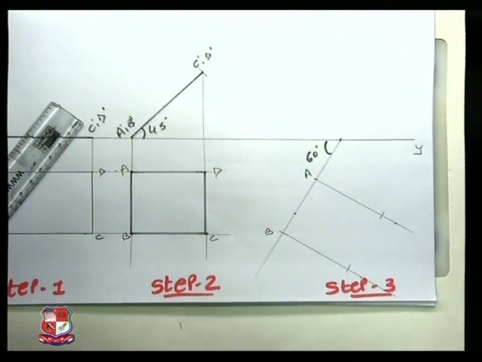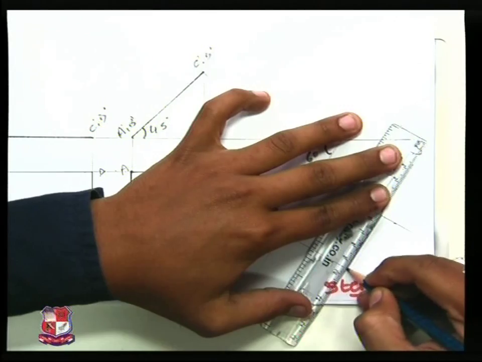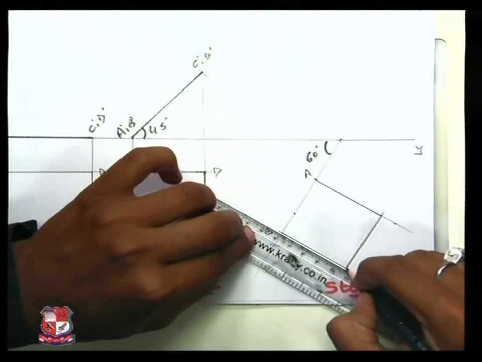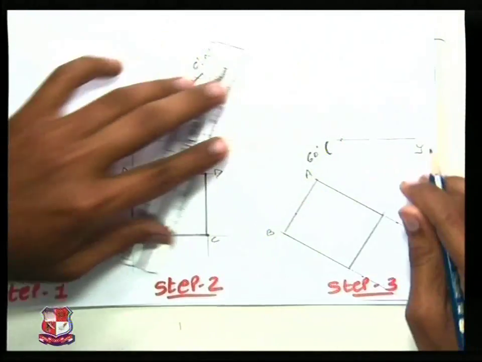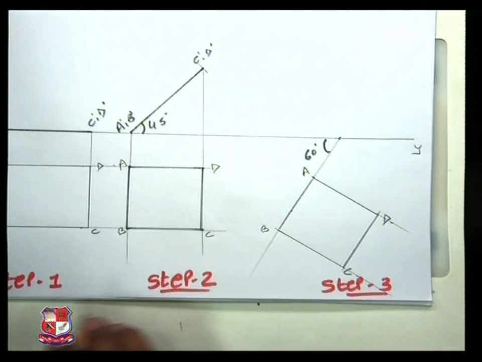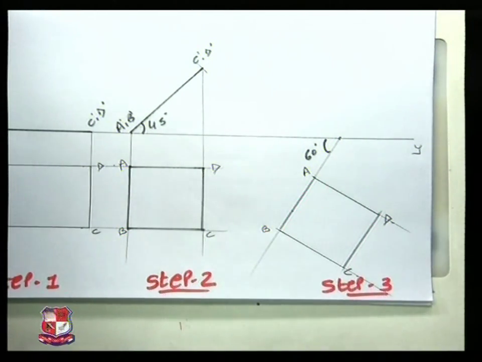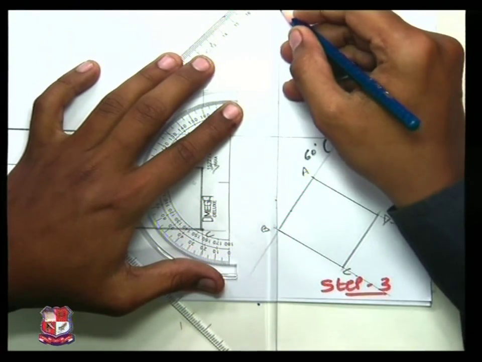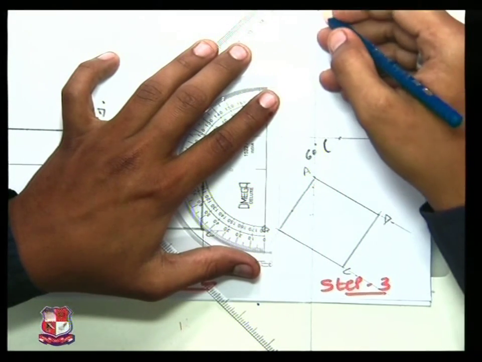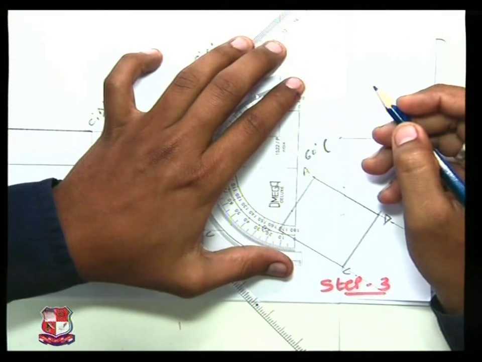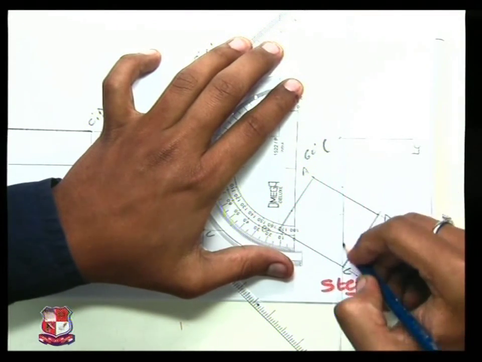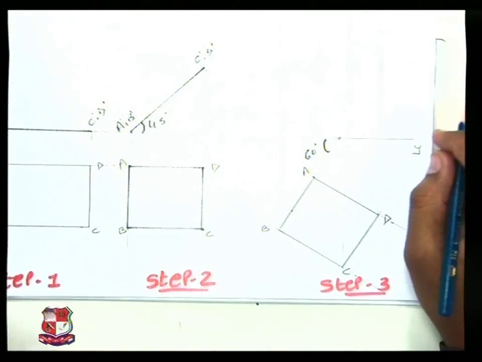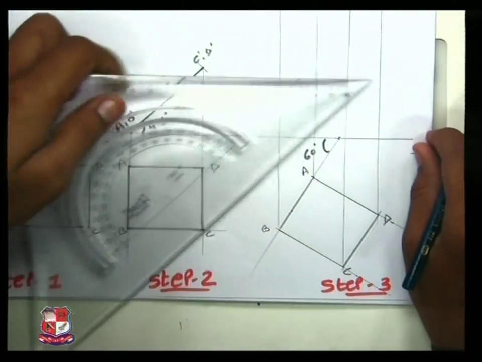Like this. We have got all the 4 points A, B, C, D. A, B, C and D. It has been inclined at 60 degrees. Now again from this vertical component we will go to the horizontal component. We will take the projections like this. Very light projections need to be taken. Match it with this.